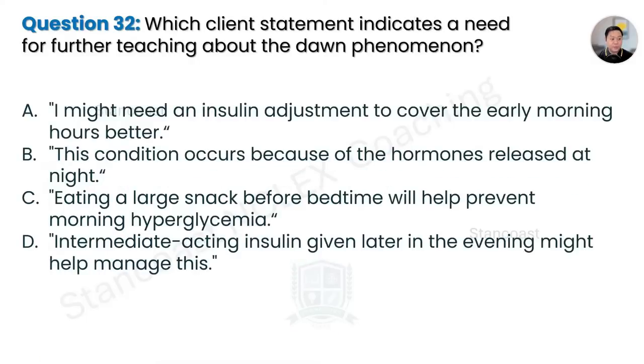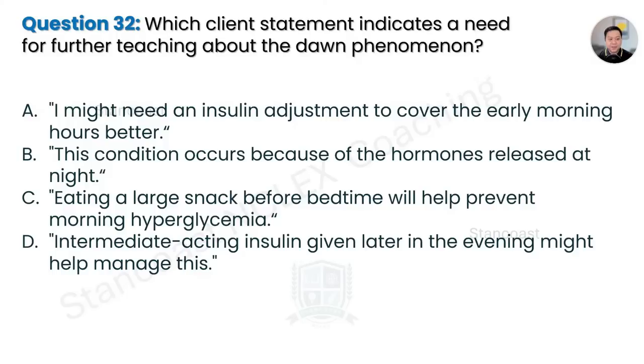Number 32, which client statement indicates a need for further teaching about the dawn phenomenon? A, I might need an insulin adjustment to cover the early morning hours better. B, this condition occurs because of the hormones released at night. C, eating a large snack before bedtime will help prevent morning hyperglycemia. And D, intermediate acting insulin given later in the evening might help manage this.